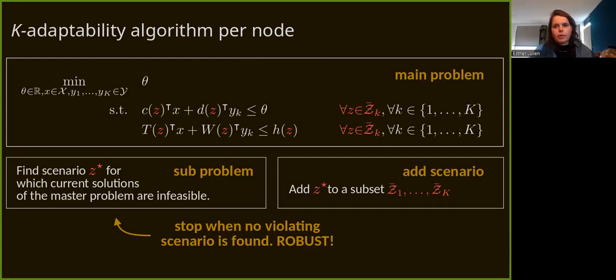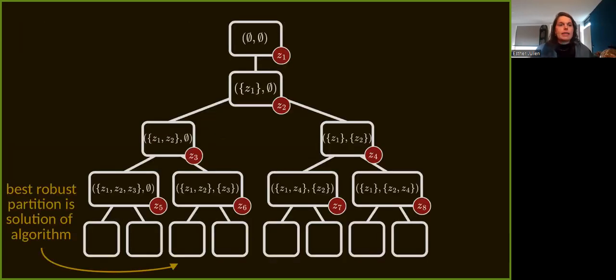However, as you may have already noticed, in the add scenario phase, you can add it to any subset. So maybe adding the scenario to one subset or the other can be a lot better. And this is described as a tree. So in each node, you solve your master problem, then you find your violating scenarios, Z1 in this case, and then you add it to one of your subsets.